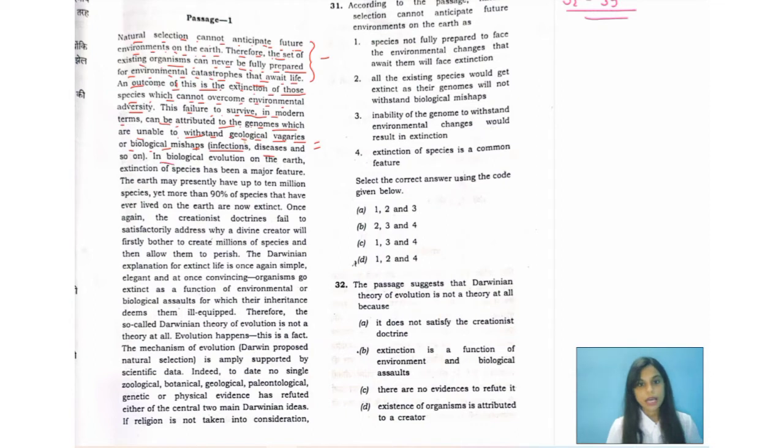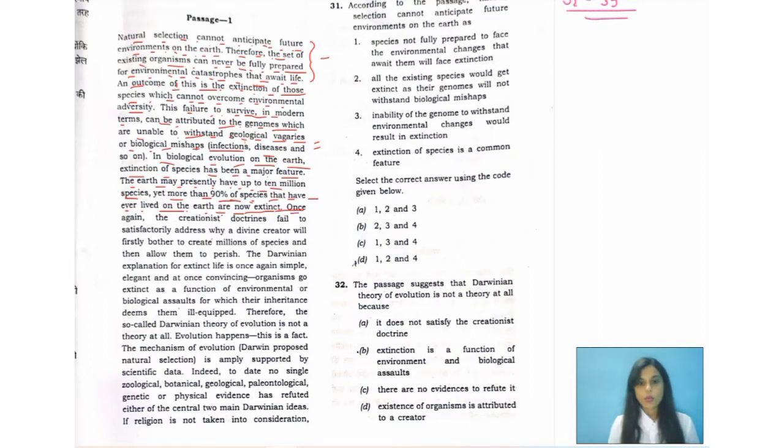In biological evolution on the Earth, extinction of species has been a major feature. The Earth presently supports up to 10 million species, yet more than 90% of the species that have ever lived on the Earth are now extinct. So our Earth has presented so many types of species, but more than 90% of the species that ever lived on this planet are now extinct.